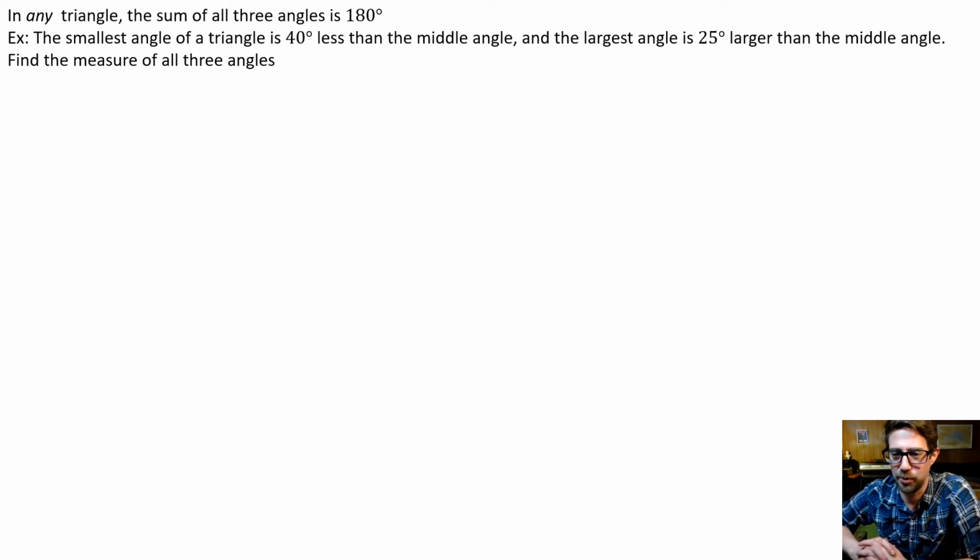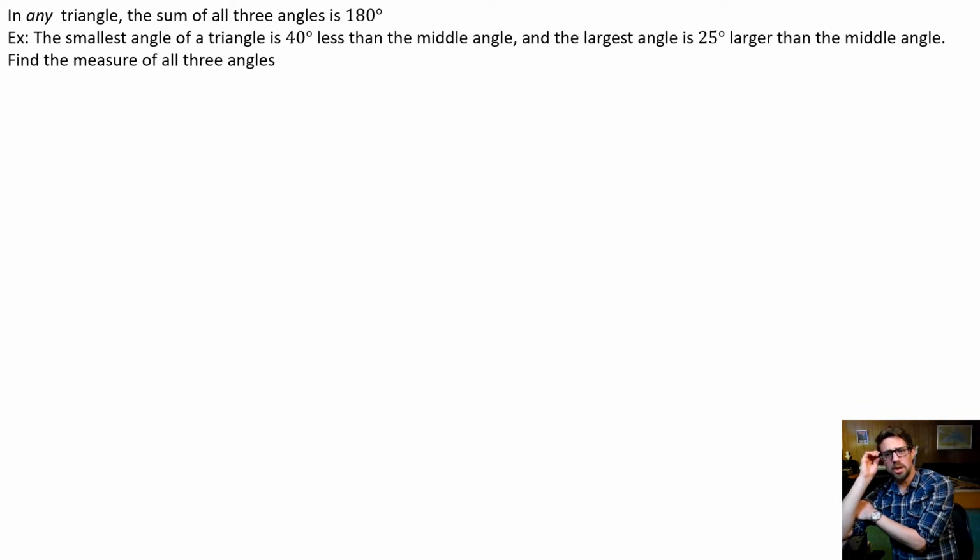So let's do an example where we have to know that fact. The smallest angle of a triangle is 40 degrees less than the middle angle, and the largest angle is 25 degrees larger than the middle angle. Find the measure of all three angles. A little bit more to this one, right?